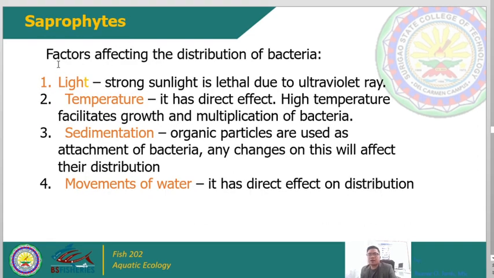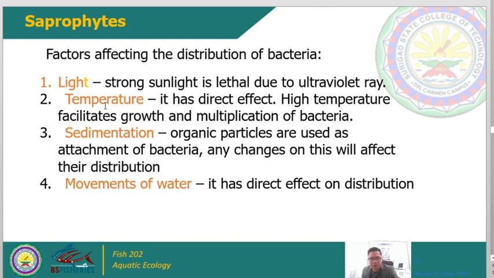And these are the factors affecting the distribution of bacteria. Sometimes they are limited by the light, the temperature, the sedimentation, and the movements of water. So there are bacteria that could not tolerate a higher exposure to the sun. There are also bacteria that could not tolerate a higher temperature. We have 10 classifications of bacteria in the food hazard considerations, no? Like the halophiles, thermophiles, and some other acidophiles. So the word philes means loving. From the word thermo means high temperature.